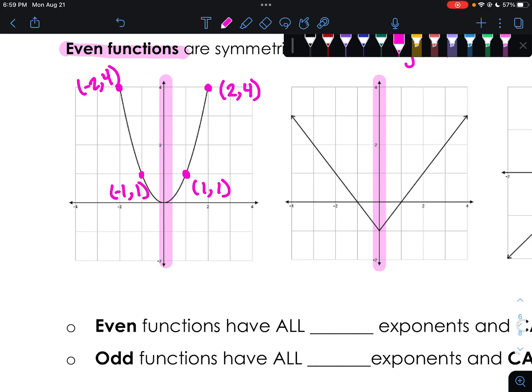Okay, same thing happens on this absolute value function that we have. So if you notice here, I got a point at negative 2, 1. Then I'm also going to have a point at 2, positive 1, because they are symmetrical.